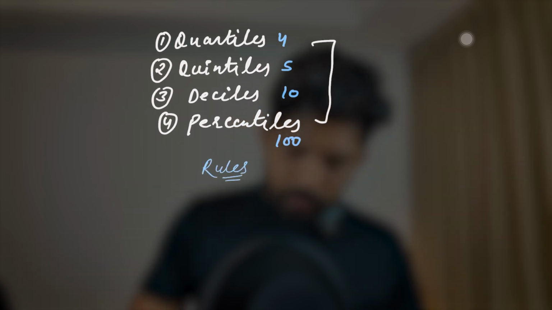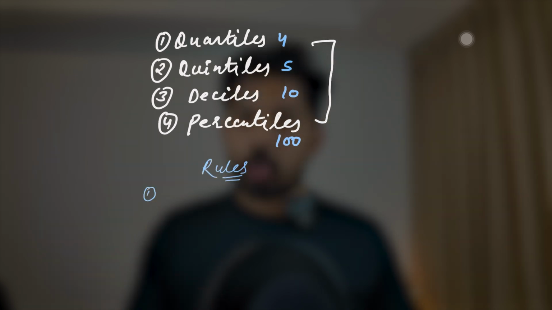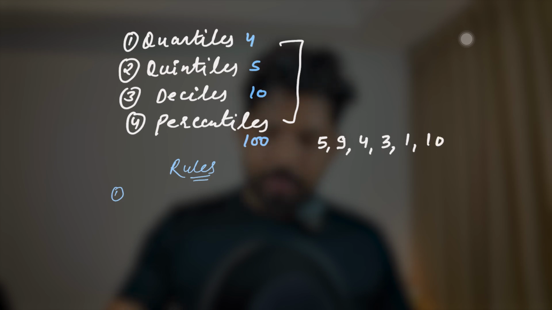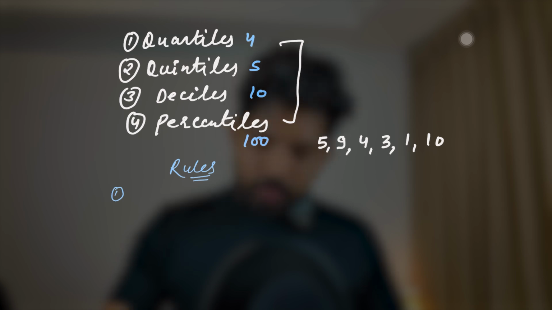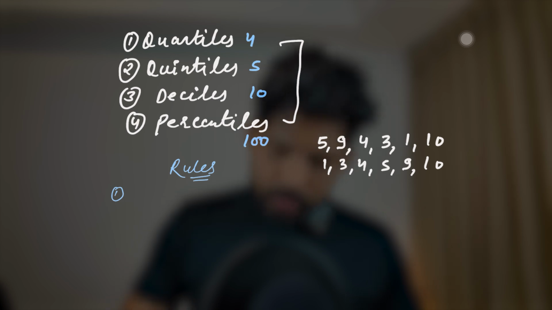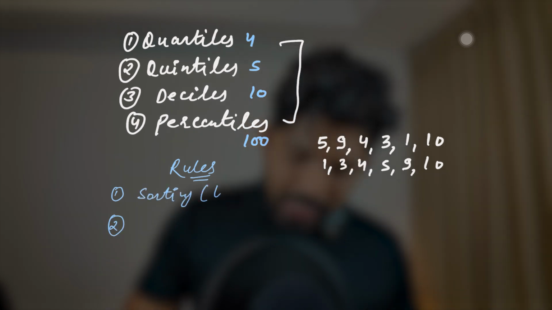So the first rule is the data set should be sorted. For example, you have a data set like this: 5, 9, 4, 3, 1, 10, right? Before calculating any tiles, you should sort these numbers. So the first will come here when we sort in ascending order. Then we have 3, then we have 4, 5, 9 and 10, right? So the first rule is sorting, and that too from low to high.